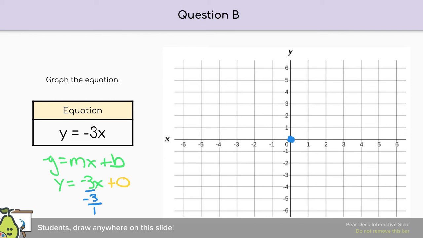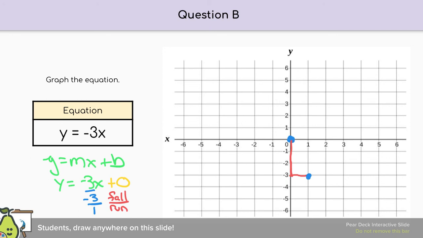So you really have 2 options here, and you have to do what's most comfortable for you with it being negative. Instead of rising and running to the right, one option is you can fall and then run to the right. You always want to have one negative move and one positive move. So if I was to fall 3, 1, 2, 3, and then run 1 to the right, that will give me my slope of negative 3.